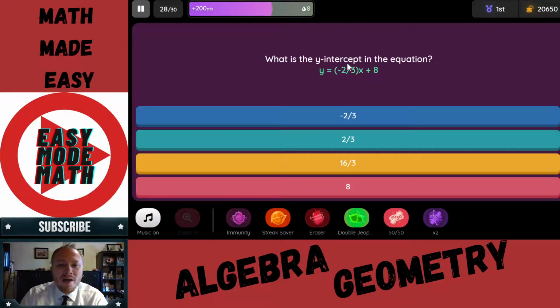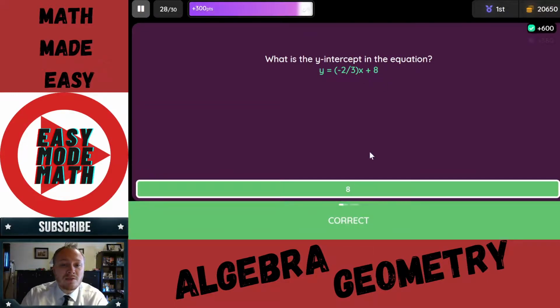What is the y-intercept of the equation y equals negative 2/3 x plus 8? Is it negative 2/3, positive 2/3, 16/3, or 8? Which one is it going to be? The y-intercept. The y-intercept is always this number, this constant out by itself, so our correct answer should be 8.